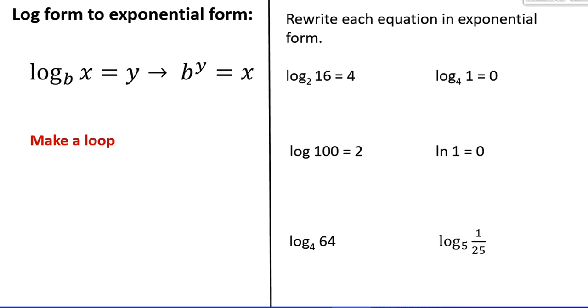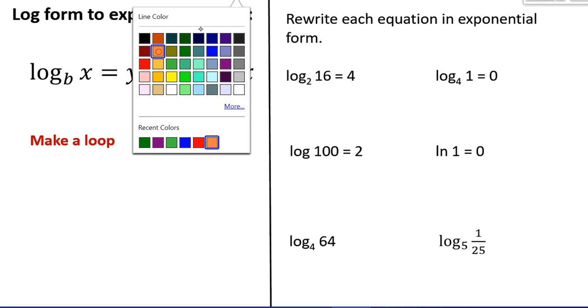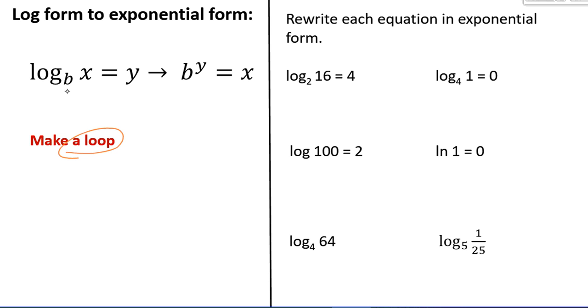If you want to go the other way, it's just as easy. One of the tricks that I've been shown before was using a loop. B to the y equals x. So the base, this is the power, and this is the other. So 2 to the 4 equals 16.